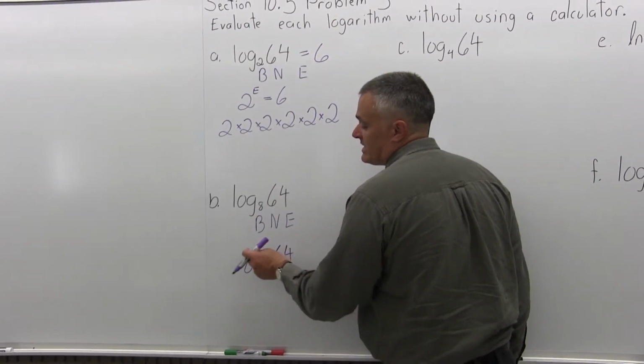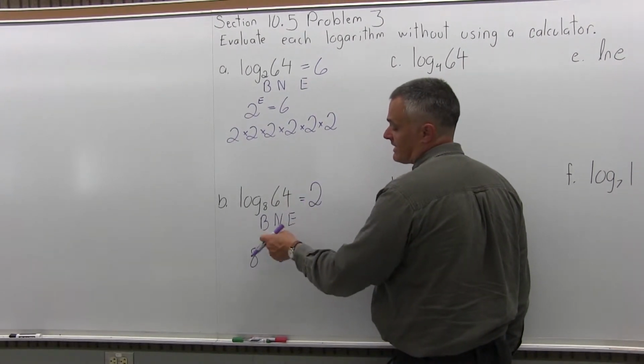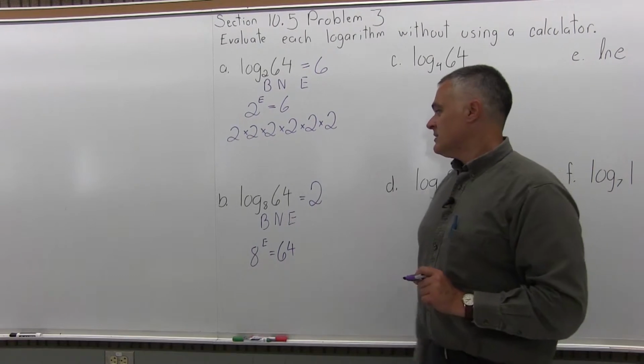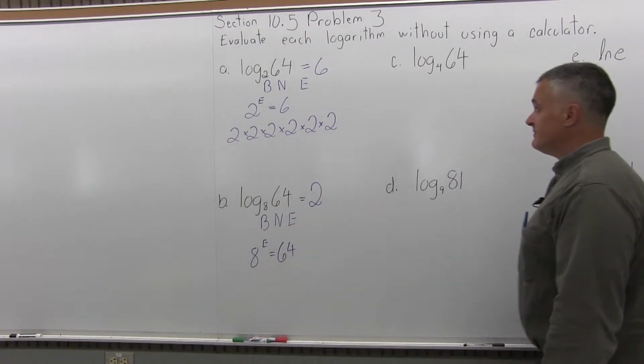So 8 raised to some exponent equals 64. Well, that exponent must be 2. 8 to the second power equals 64. So log base 8 of 64 equals 2. That's the answer of part B.